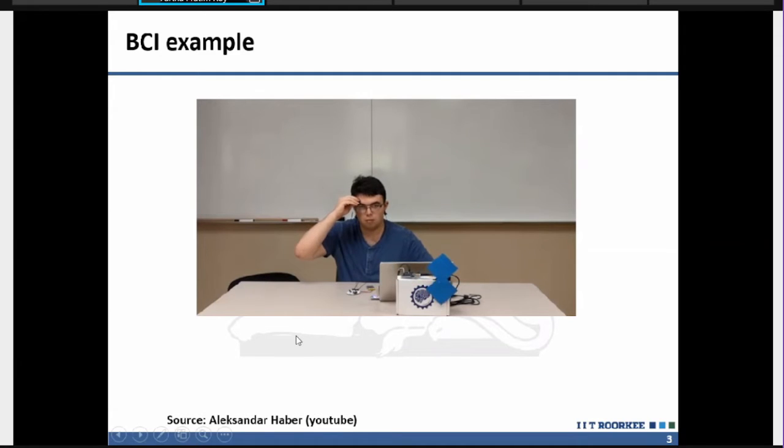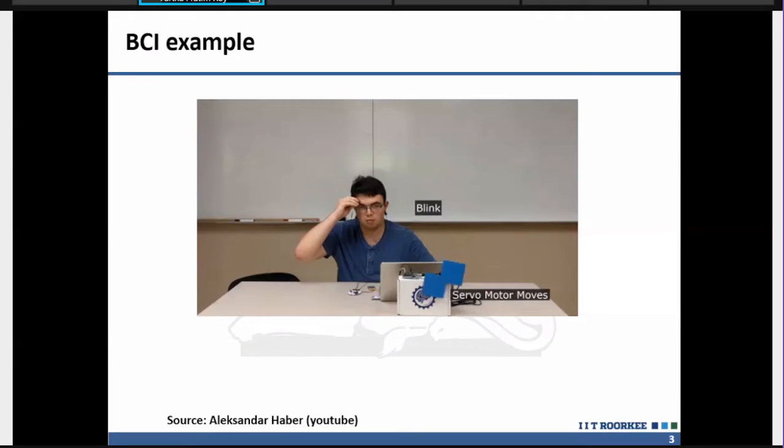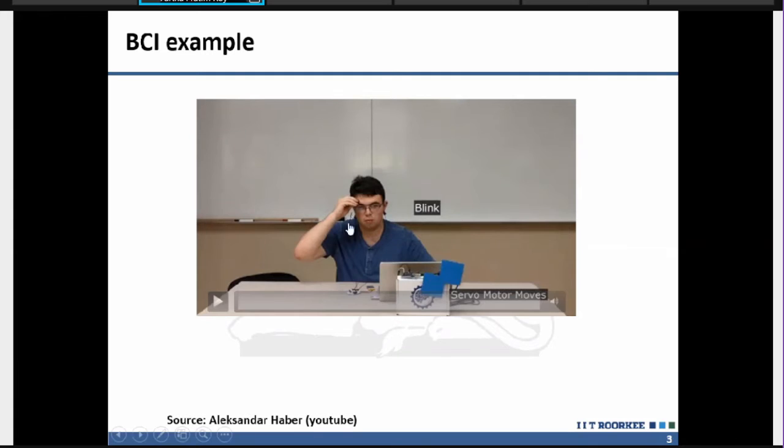So when he blinks, there are some changes in his brain signals. Okay, in neural activities, there are some changes. Those changes are recorded, and accordingly, the motor is moved. So we actually control the motor movement using blinking.